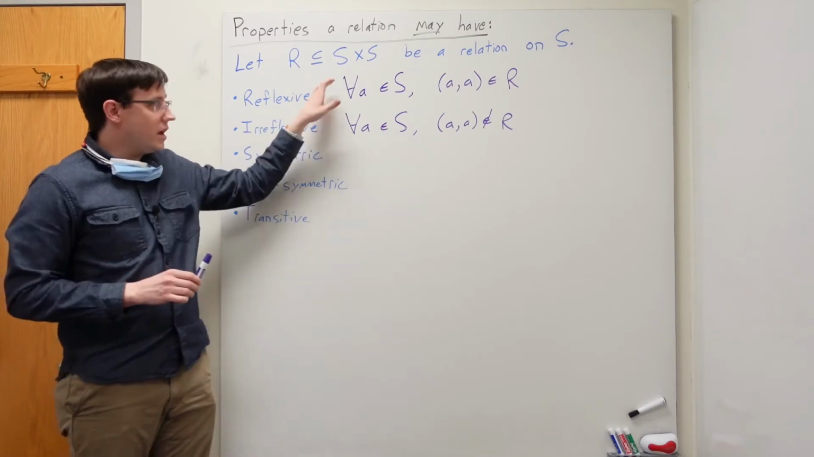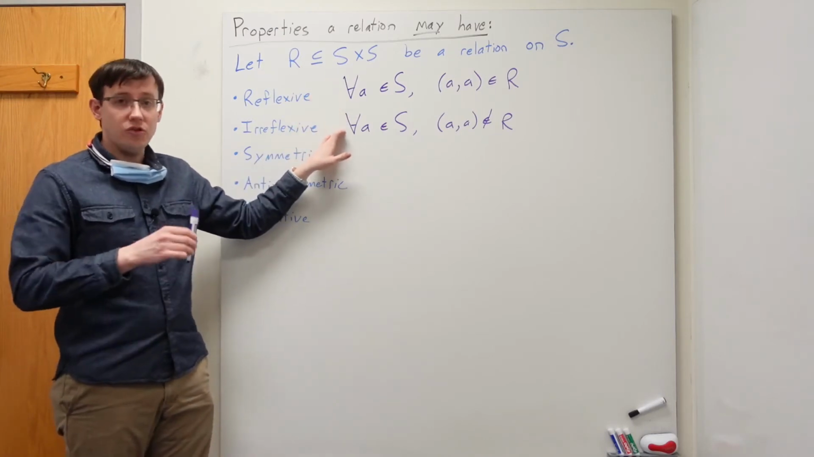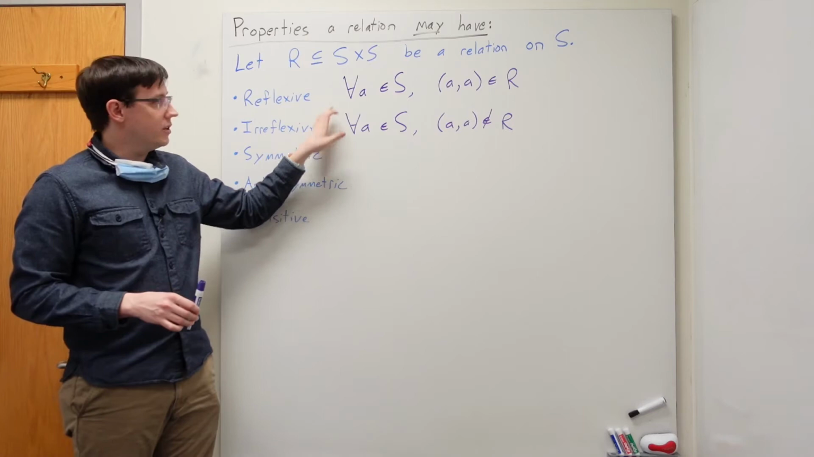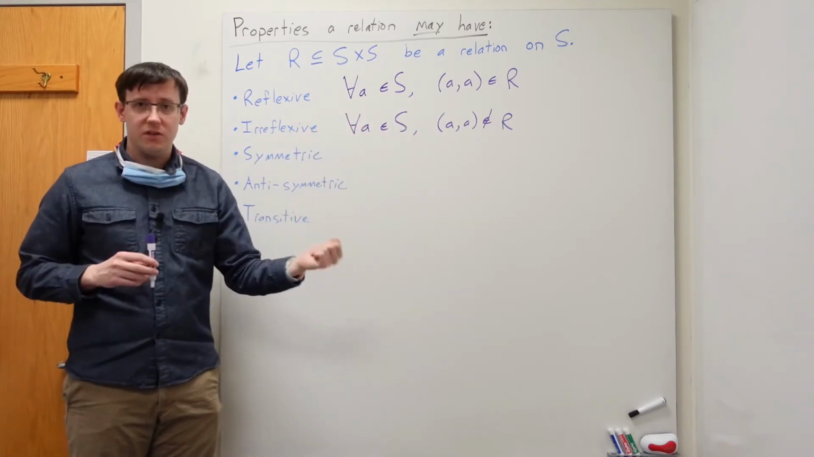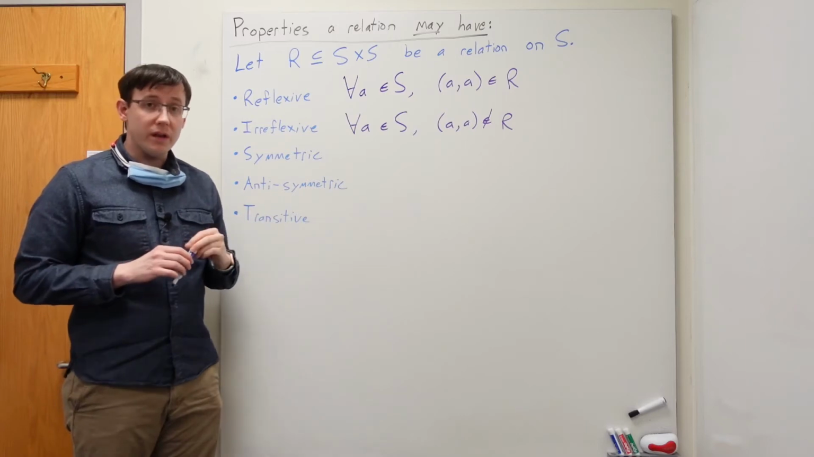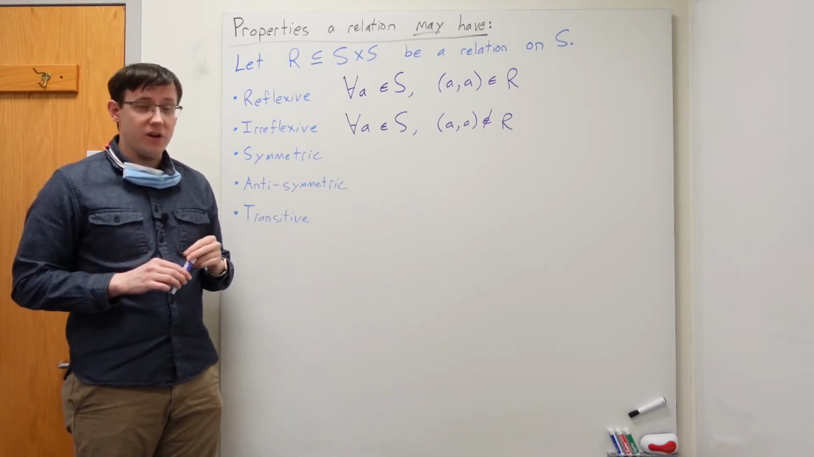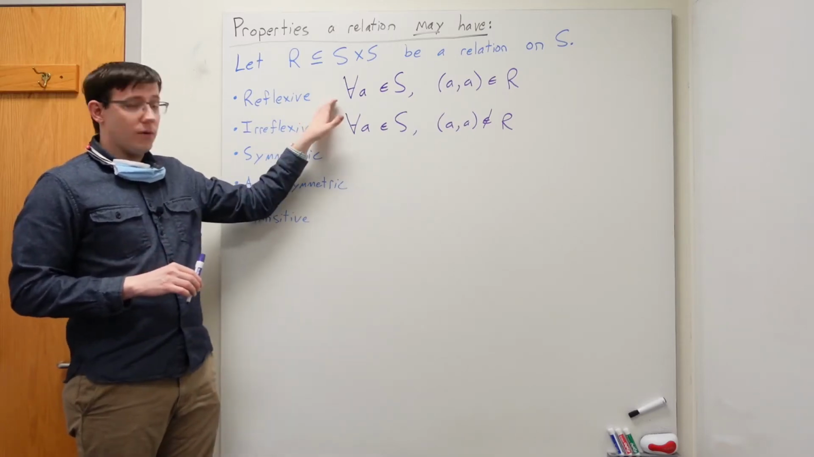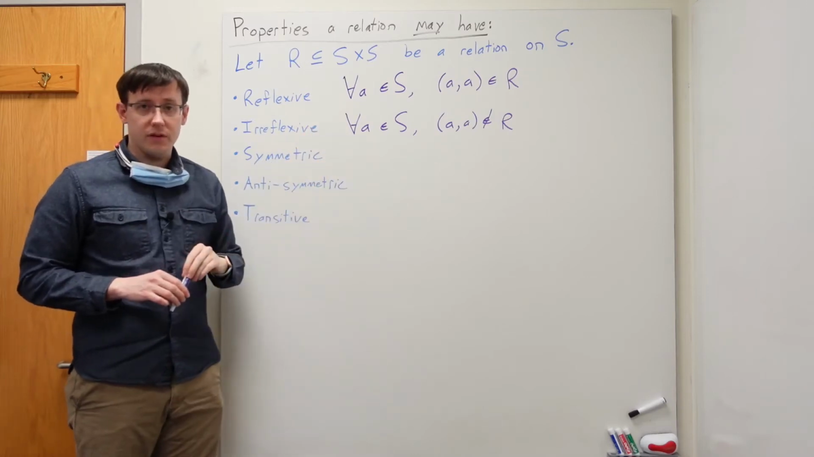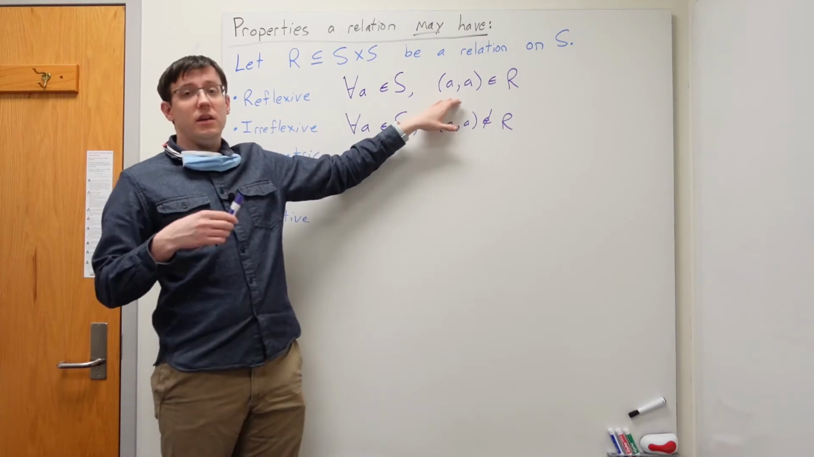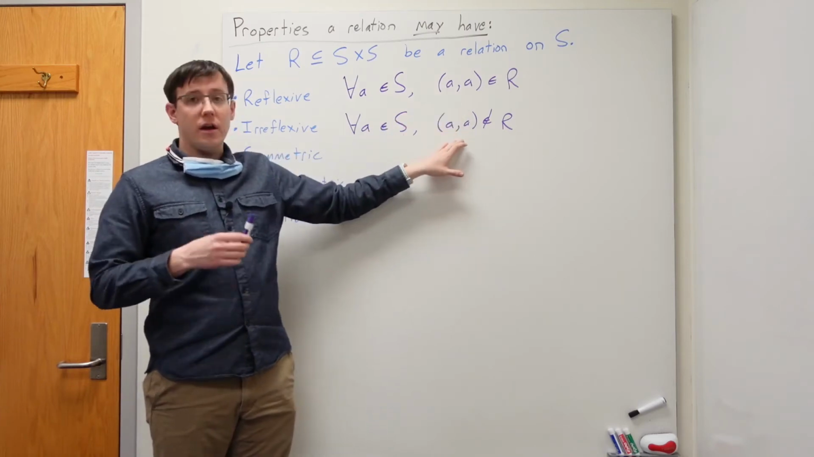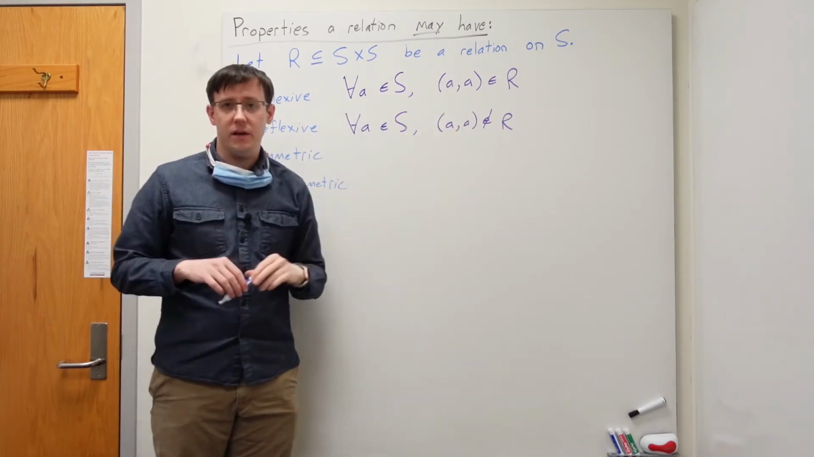But of note, these definitions are not negations of one another. If we were to negate one of these for all statements, we would instead get a there exists statement. And so it is possible to have a relation that is neither reflexive nor irreflexive. And that would happen if there is some element of the set that is related to itself and another element of the set that is not related to itself.